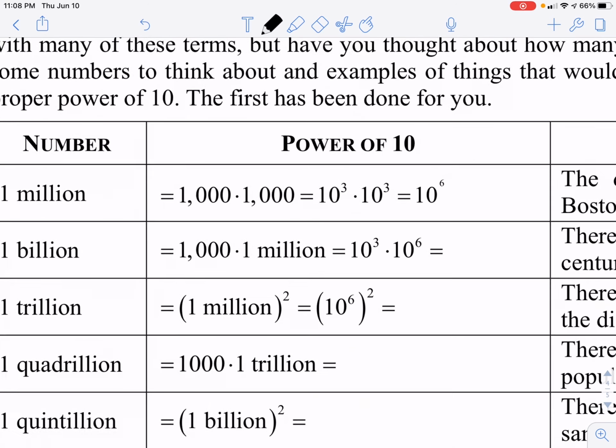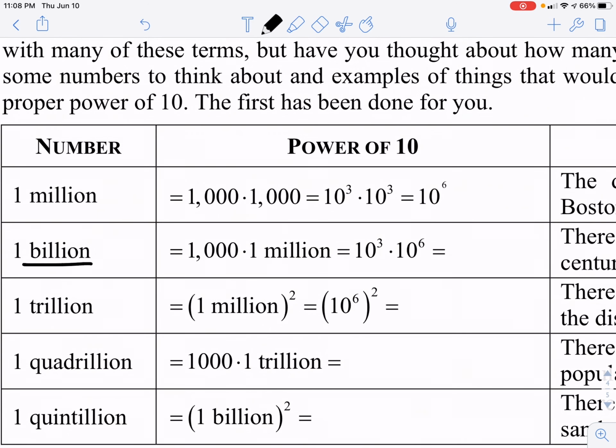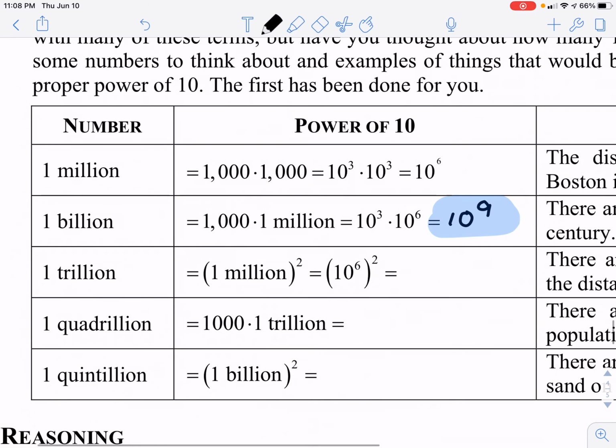Let's do the next one. A billion is just 1,000 million. 1,000 times a million. Add those exponents, and it's 10 to the 3 plus 6, or 10 to the 9th power. A trillion is a million squared. Well, a power to a power, we multiply, so this becomes 10 to the 12th power.